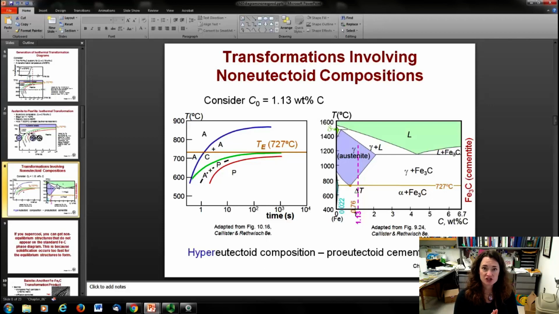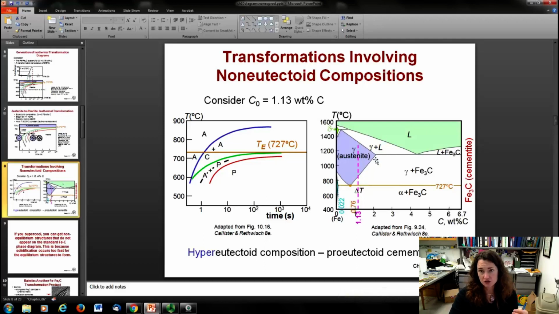So if your composition is less than 0.76% by weight, then those pro-eutectoid particles are ferrite particles. And if they're greater than the eutectoid composition, then you get cementite particles forming. Okay, so here in this transformation diagram, the concentration of carbon is 1.13% by weight carbon. So you can see here that the formation of those pro-eutectoid cementite particles happens above the eutectoid transformation temperature.